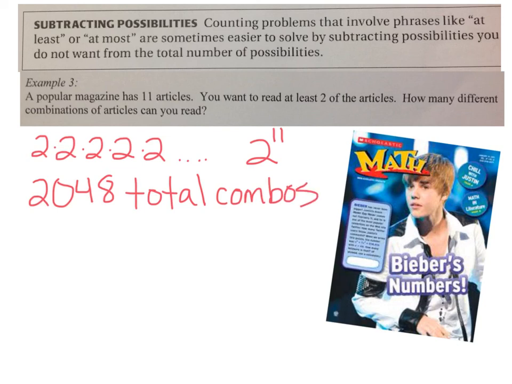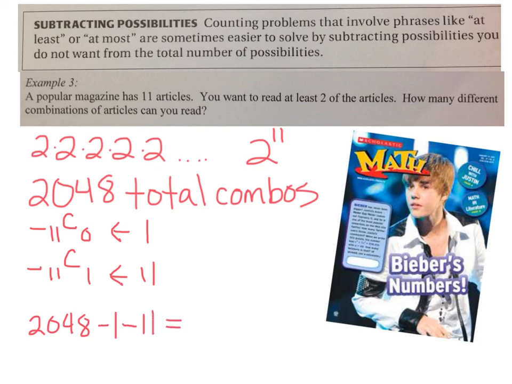Okay? But out of all those total combinations, I'm going to subtract away the combination of having none, 11C0. I'm going to take that away because I'm not going to read none. And I'm also going to take away the combination of having 1 because I'm not going to read just 1. I want to read at least 2. So I've got 2048, and then I'm subtracting, that's 1, and that's 11. So 2,048 minus 1 and minus 11 gives me 2,036 possible combinations if I read at least 2 articles. And hopefully I'll get to read the one about Justin Bieber.